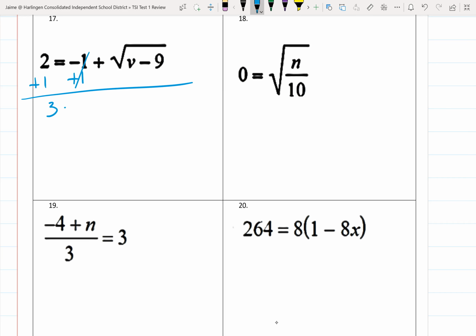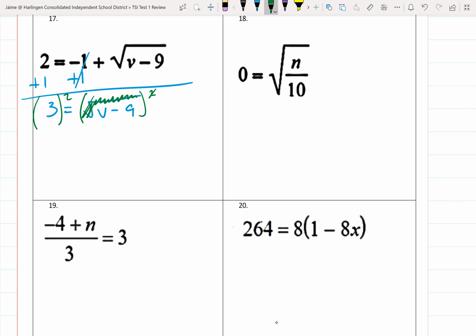2 plus 1 is 3. That's equal to the square root of v minus 9. Now, is there anything in front of the square root here? No. Is there anything after the square root? No. Now you are ready to solve. Now, how do you get rid of the square root? Square both sides. Why do you do it to both sides? Because if you do it to one side, you have to do it to the other side. The squared cancels all of this.